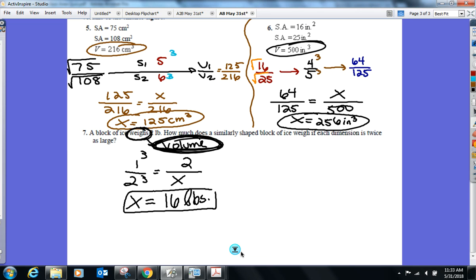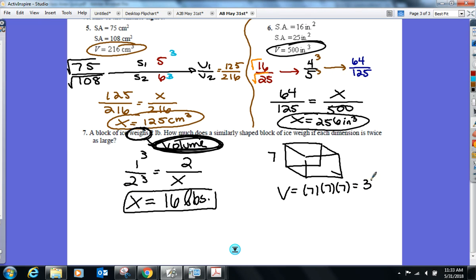Here, I'll end it on this because I know there's still a little bit of confusion. Go ahead, give me a side length for this block of ice. 7. Okay. They're all 7, right? What's the volume? How could you find the volume of that cube of ice? 7 times 7 times 7. Now I double the dimensions. It's what? 14 by 14 by 14. Go ahead, everybody.